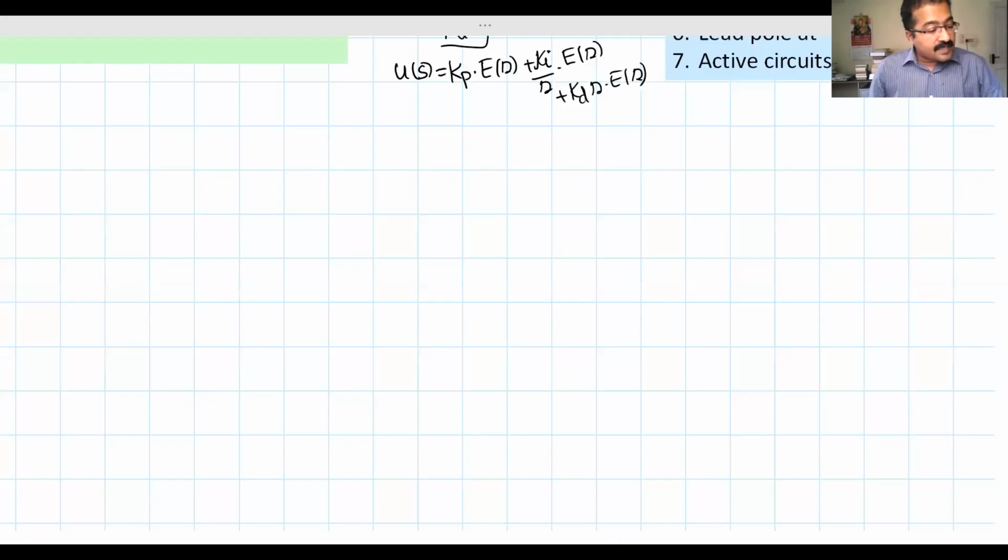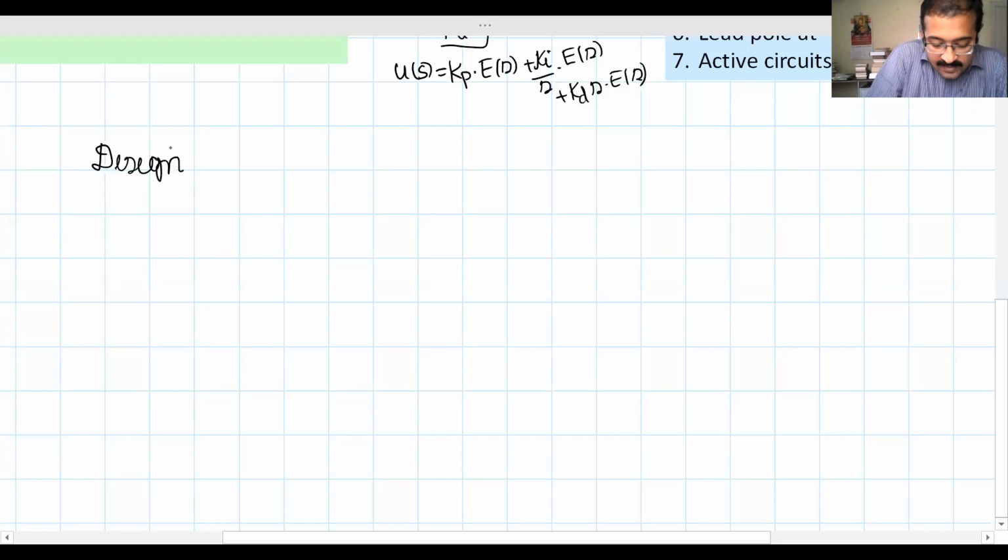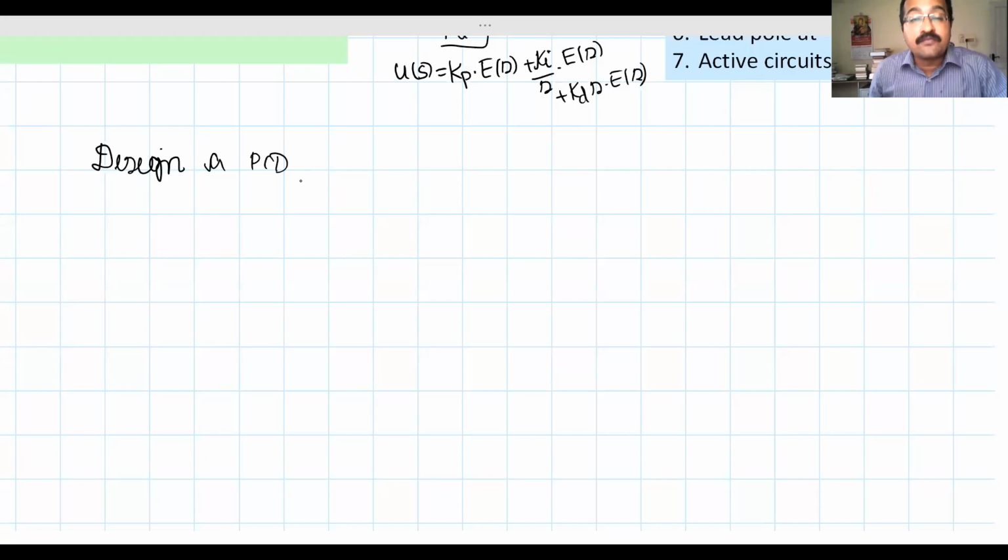So let's first try the design of a PID compensator. Fine. Design a PID controller or a PID compensator. I told you controller and compensator are technically the same. Technically both are one and the same. They are used to improve the performance or to compensate for the deficiency in performance. Compensator and controller. Design a PID controller.